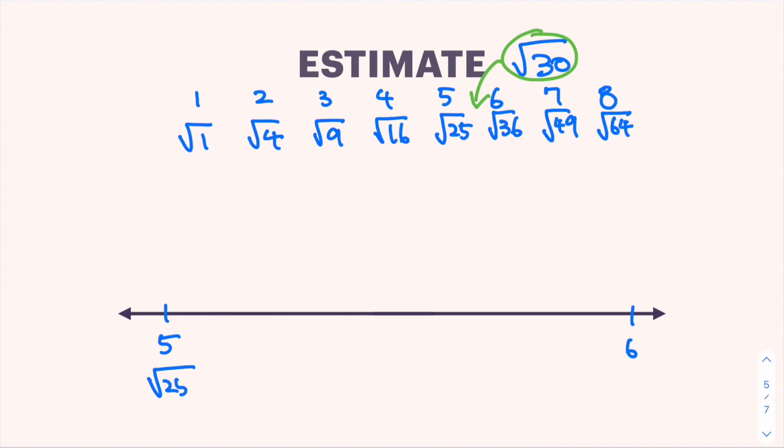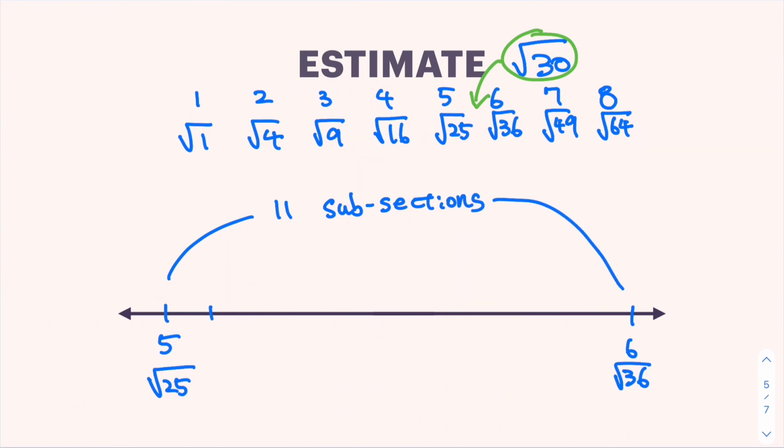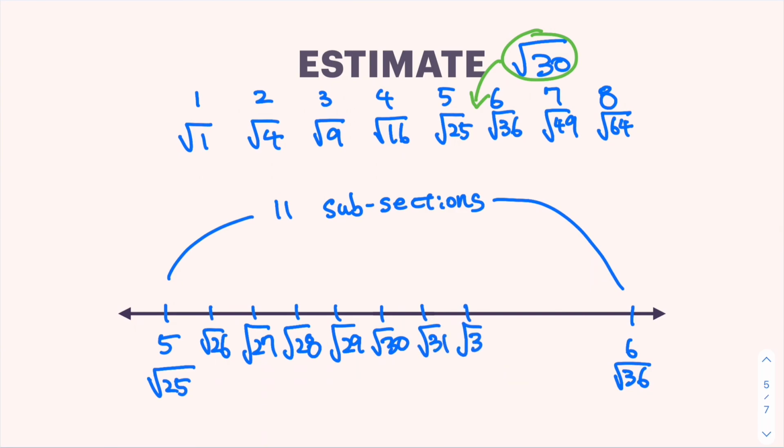I'm going to write that 5 is equal to square root of 25, and 6 is equal to square root of 36. And now, 36 minus 25 is 11, so I'm going to divide this into 11 subsections. So starting from here, square root of 26, square root of 27, square root of 28, square root of 29, that will be where square root of 30, our number, will be. And that will be square root of 31, square root of 32, square root of 33, square root of 34, square root of 35. And our square root of 30 is right here. And that will be 1, 2, 3, 4, 5th way across 11 sections.